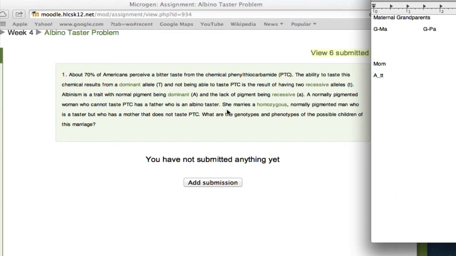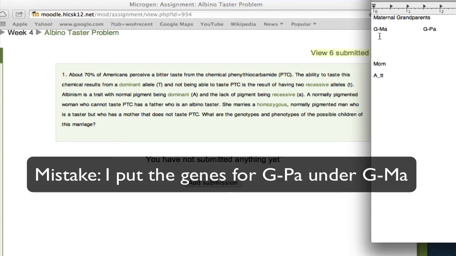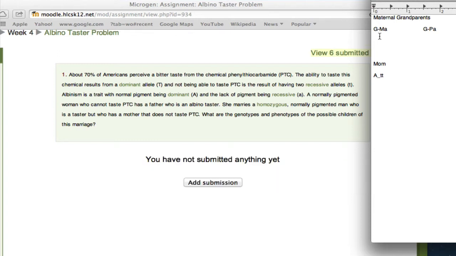Then it goes on to say she has a father who is an albino taster. So her dad's up here. Her dad is albino, so that means the dad has to have little a, little a, because he's albino, and he is a taster. So we know the next letter has to be a big T, because if you are a taster, you have to have at least one. So that helps you there. Then I put an underscore so we don't know what his other T is.